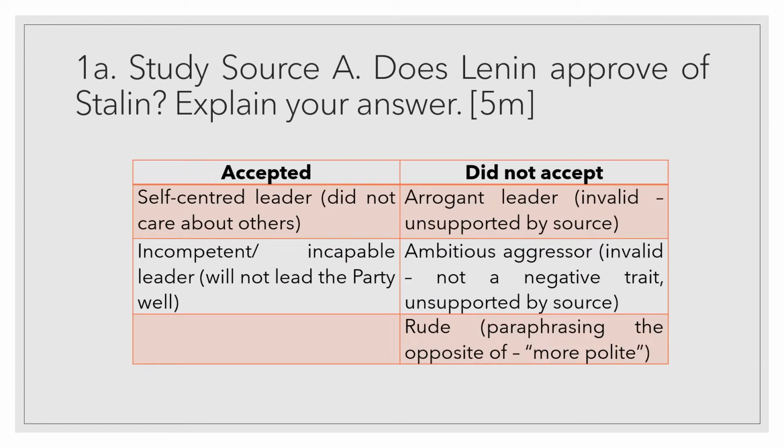Now, some of the answers that I accepted versus those that I did not accept, I want to explain why I made those decisions. For the answer that I accepted, to say that Lenin did not approve of Stalin because he was a self-centered leader, he did not care about others, I accepted it because I can see that you got your evidence from the part about him not caring about other people. And for Stalin being an incompetent, incapable leader, I accepted this negative portrayal as well, because it means that Stalin will not lead the party well since he only cares about himself, right?